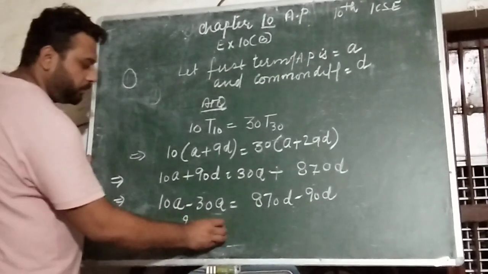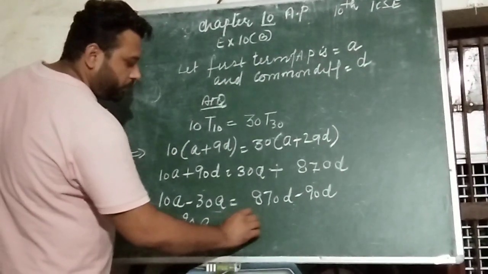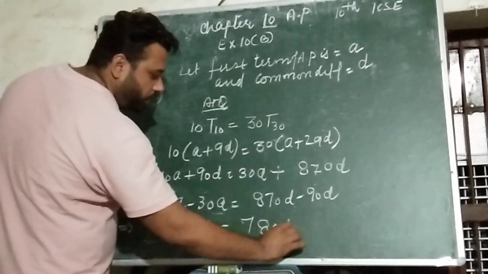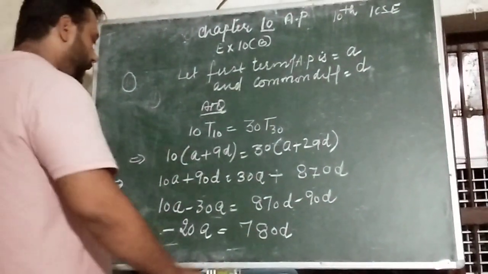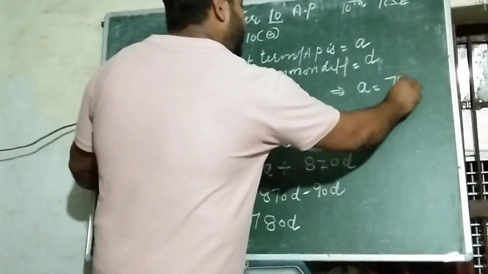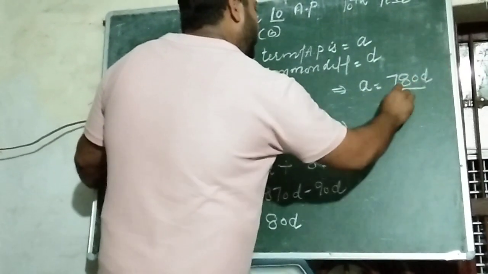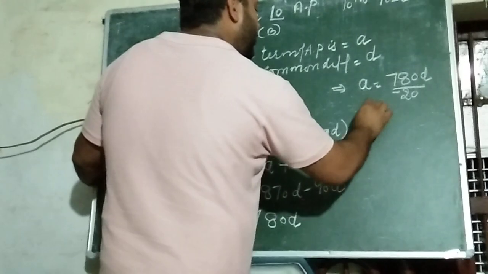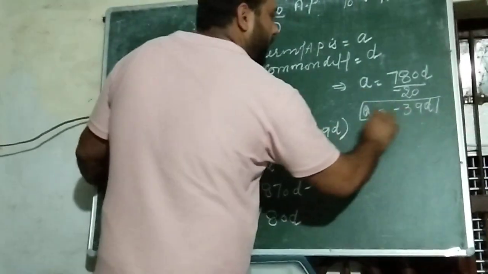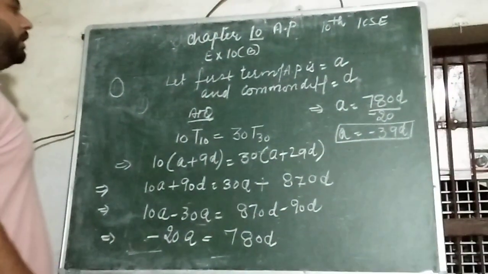Minus 20A equals 780D. So we just find the value of A. The value of A is 780D divided by minus 20, that is A equal to minus 39D. The value of A we get is minus 39D.